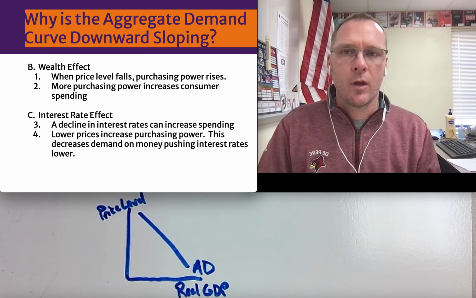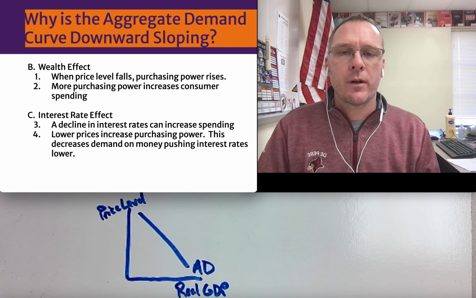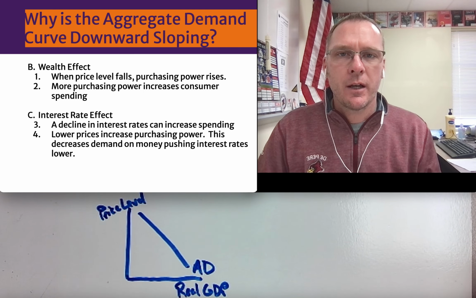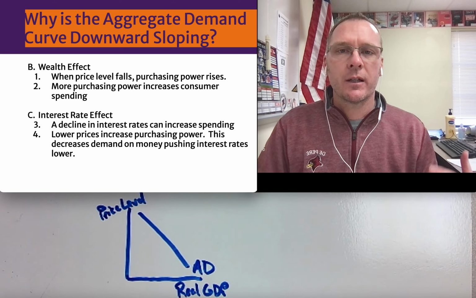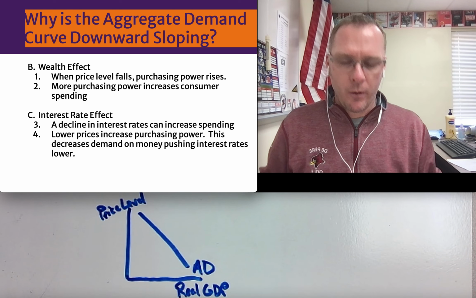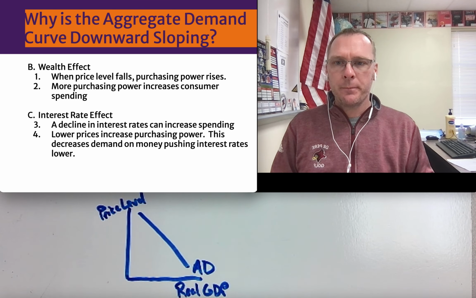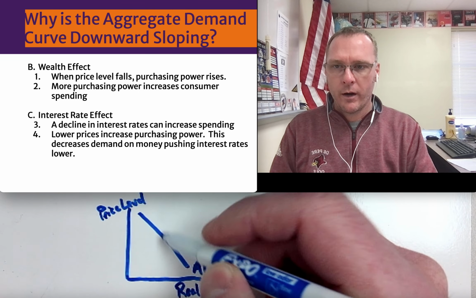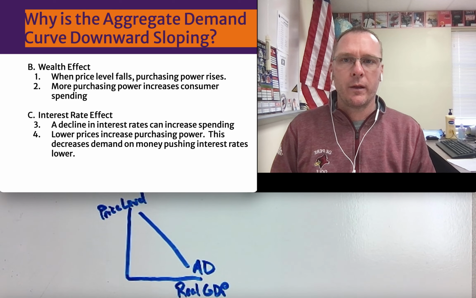So why is it downward sloping? Well, first of all, we have what's called the wealth effect. And the wealth effect basically says when that price level falls, you have more purchasing power, right? Feels like you have more money. So more purchasing power increases consumer spending. So therefore, price levels down, you're going to spend more. Then we have this downward sloping line.